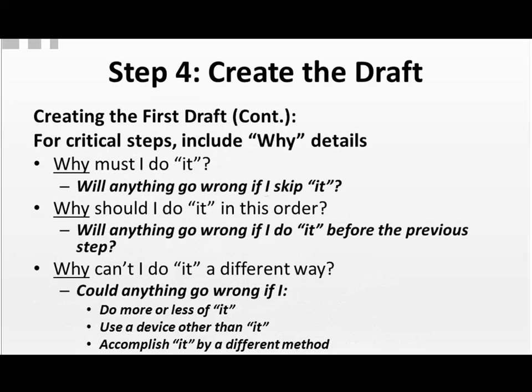Why must I do it? Why should I do it in this order? And why can't I do it in a different way? And this is what we address with warnings and cautions. We use warnings for safety-related risks and caution for quality-related risks all the time. So if people see warning, they know that there is a safety risk. If people see caution, oops, something can generate a defect here.